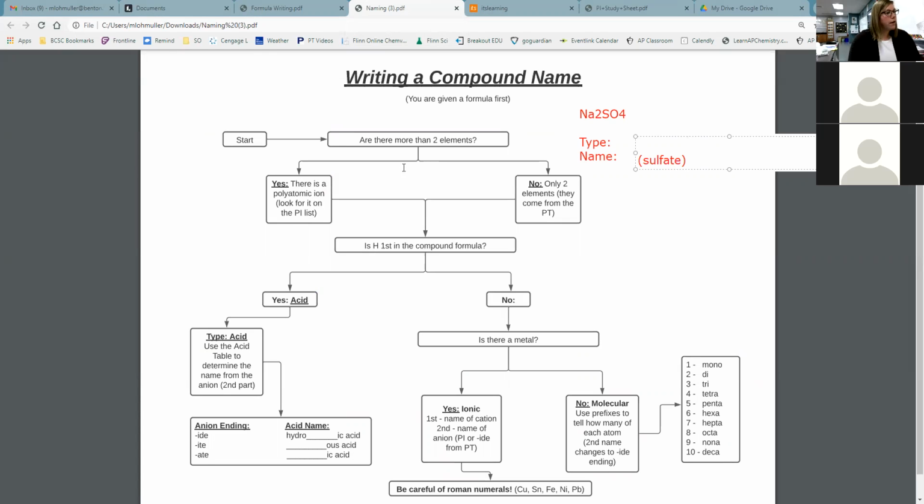Next, after we know that we have a polyatomic ion, the next question is: is hydrogen first in the formula? No, it is not. So then, is there a metal? Sodium is on the left side. So yes, we do have a metal, which means that the type of compound is ionic. And so then to name it, we just use the name of the cation and the name of the anion, being careful of Roman numerals. We do not need a Roman numeral because sodium isn't one of those. So the name is just going to be sodium sulfate, because the anion is that sulfate polyatomic ion, like so.